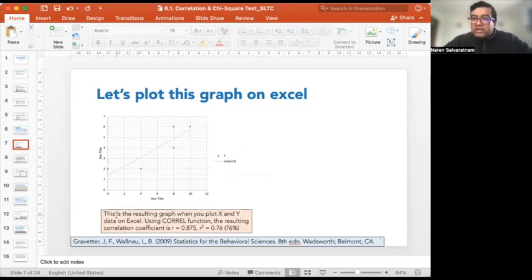Now this resulting graph I actually made in Excel. I used the CORREL function, and then the resulting correlation coefficient is R equal to 0.875, and then I squared this value, so that you can find the coefficient of determination, which is 0.76, that is 76%. So 76% of the time, the variability of x variable is explained by your y variable or vice versa. Now, this is a very strong correlation. It's a very strong correlation, but still, we have to test this for its accuracy.